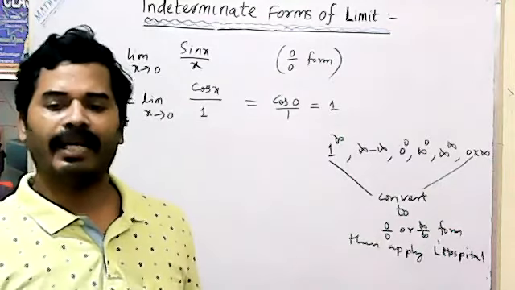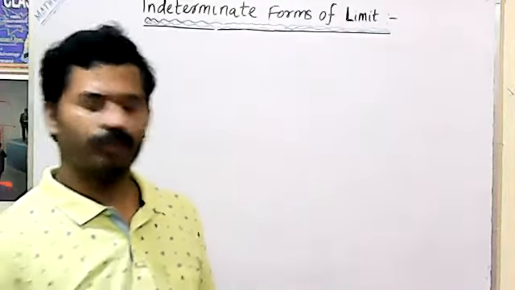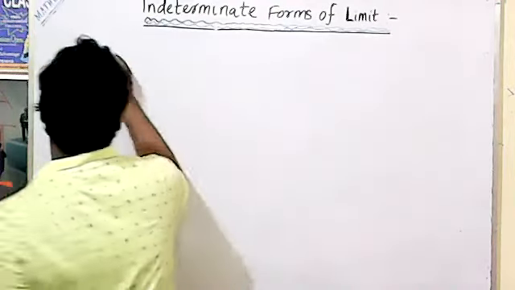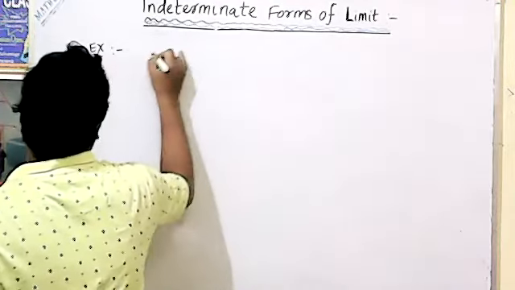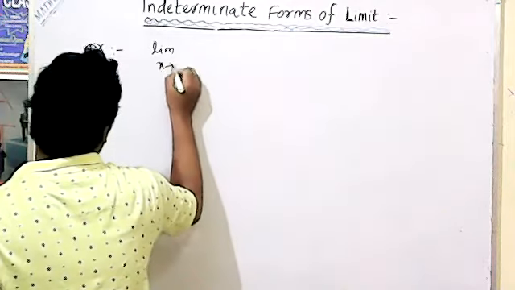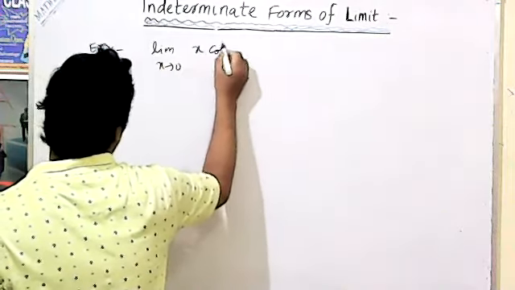So let us take another example. That example is, suppose, limit x tends to 0 of x into cot x.